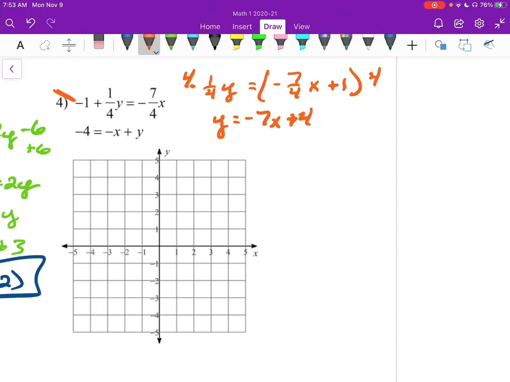Yep, there we are. So my intercept is at 4, and my slope is -7. So down 7, 1, 2, 3, 4, 5, 6, 7, and right 1. And I'm not going to be able to get another point on there, so that's my line. My green one.